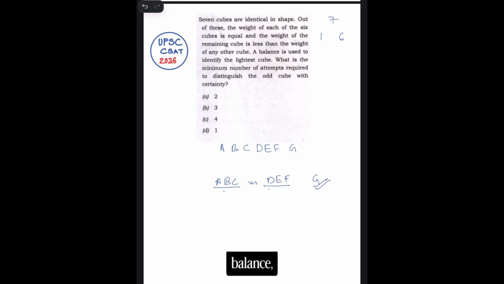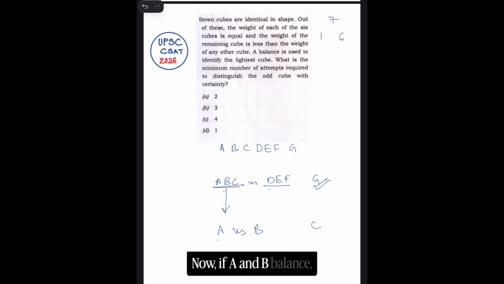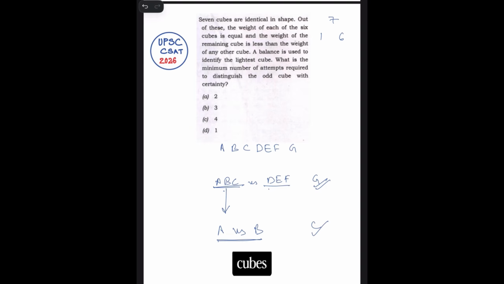Now if they don't balance, the lighter cube must be among the 3 cubes on the lighter side. So suppose A, B, C weighs lighter than D, E, F. So we'll take this group and we'll weigh A versus B and we'll keep C aside. Now if A and B balance, if they are equal in weight, that would mean that C is the lightest cube. And if they don't weigh equally, then the lighter one is the lightest cube among the 7 cubes. So we'll require 2 weighings to distinguish the odd cube with certainty. Hence the correct answer will be option A.